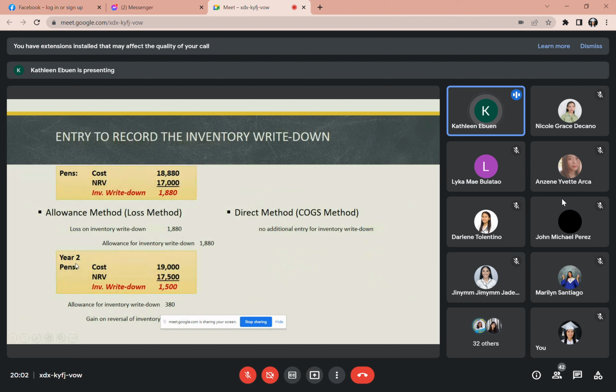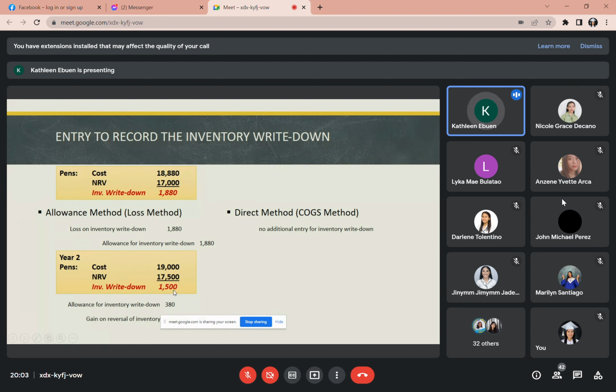So, ano na ba nangyari ng year 2? Year 2. So, yung pens, yung cost po niya ay tumaas ng 19,000. And then, the net realizable value is tumaas din ng 17,500. So, kahit tumaas pa rin ito class, the net realizable value, hindi pa rin siya mas mataas sa cost. Meron pa din tayong inventory write-down amounting to 1,500. So, therefore, i-record pa din natin siya at net realizable value.